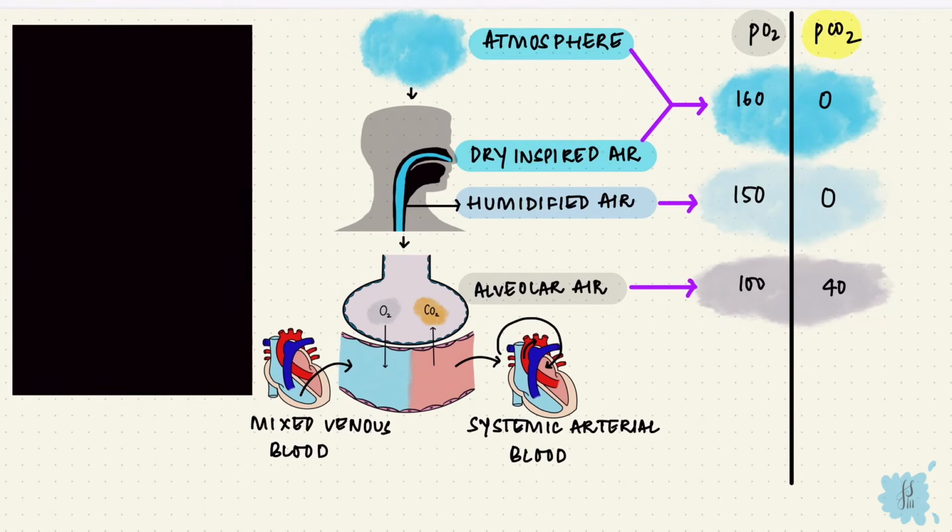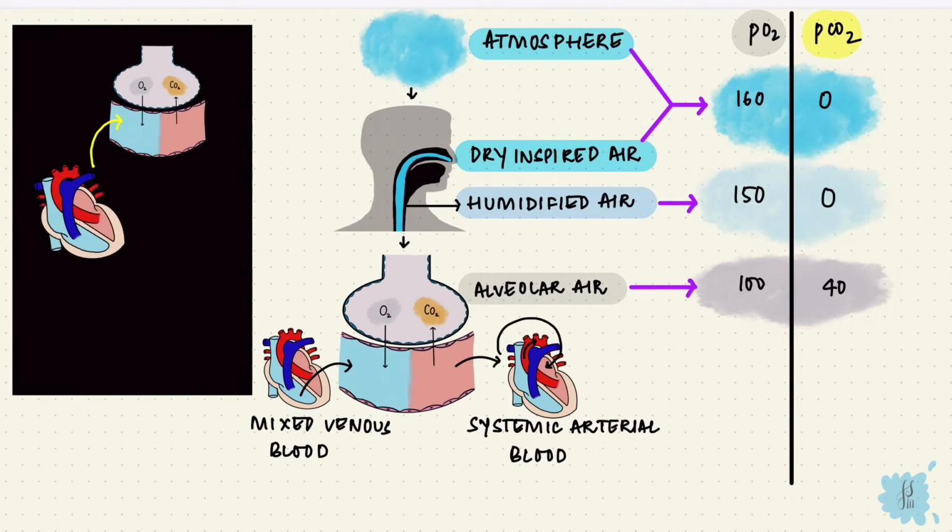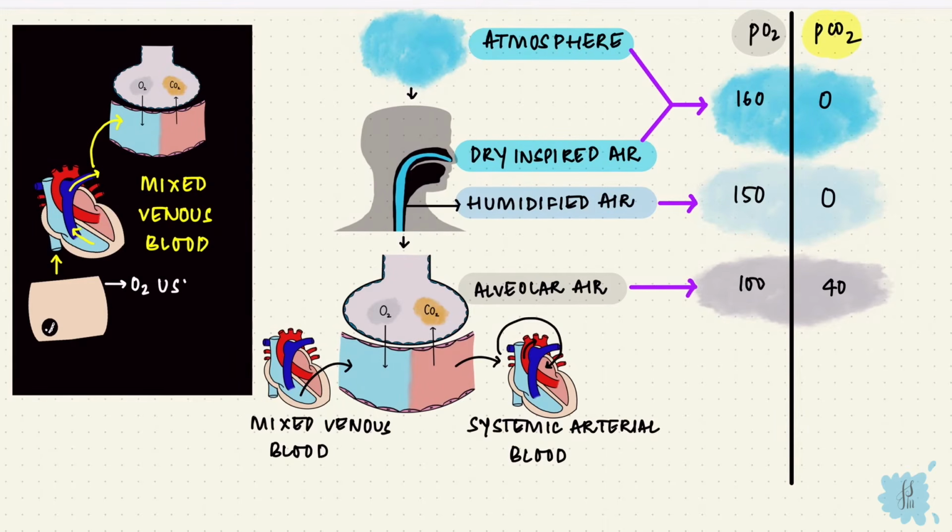The blood that enters the pulmonary capillaries for exchange is from the pulmonary artery, which came from the right heart, which got its blood from the tissues. So it's mixed venous blood. And the tissues have used oxygen and produced carbon dioxide. So the oxygen is lower at 40 and the carbon dioxide is higher at 46.